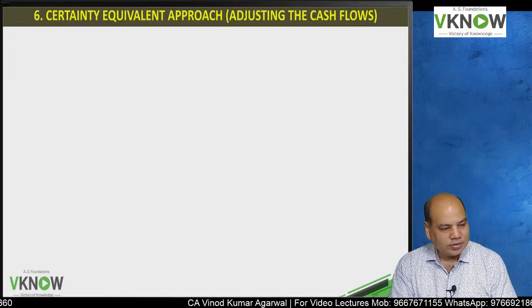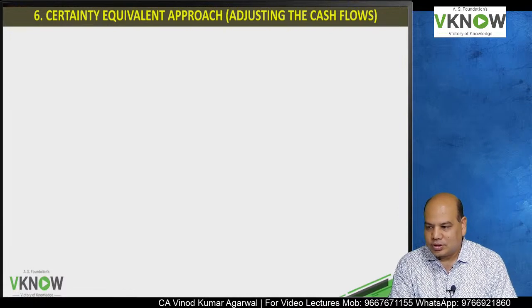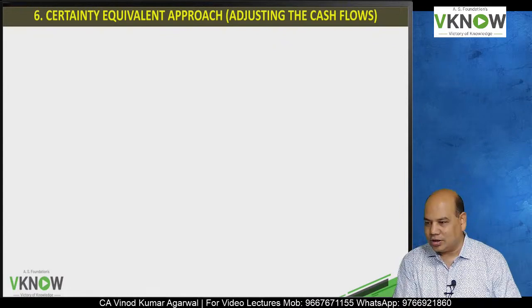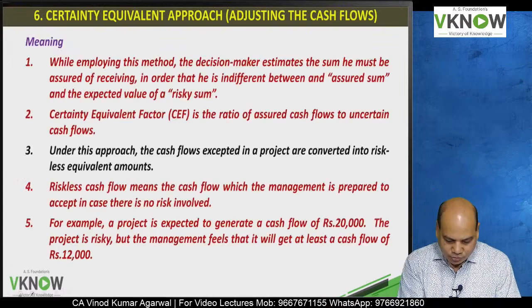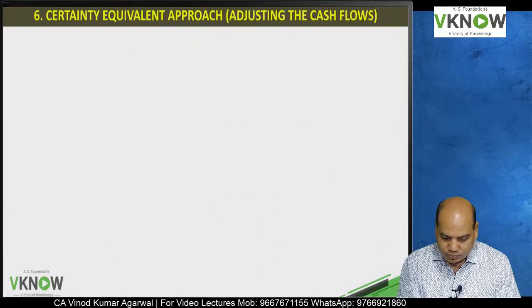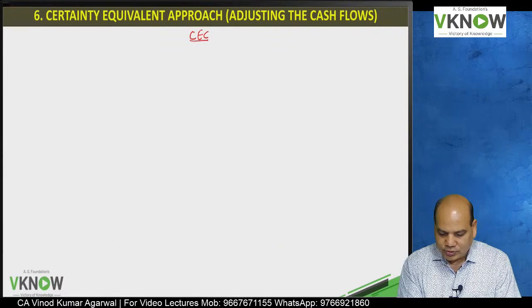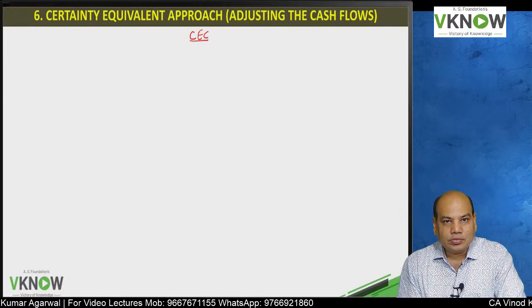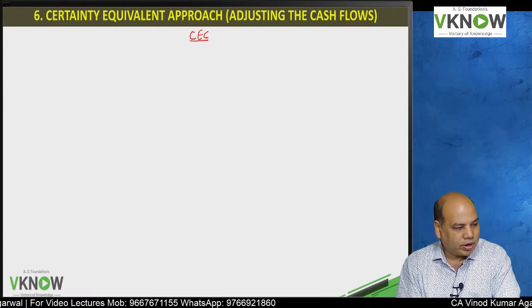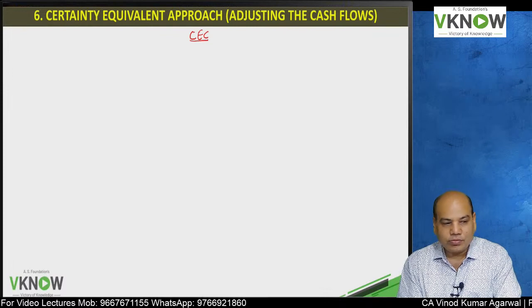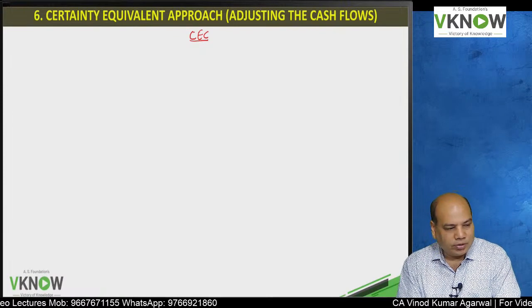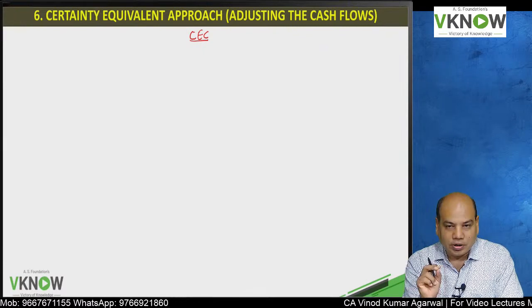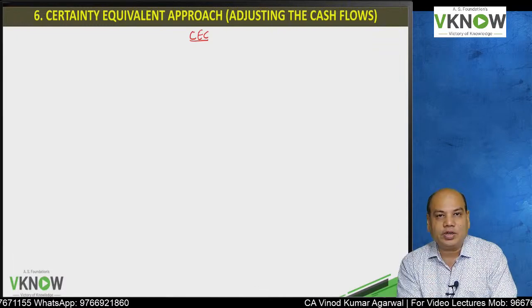We are now going to start a new concept called Certainty Equivalent Approach, CEC, in short. CEC, Certainty Equivalent Coefficient. Under this approach, instead of adjusting the discount rate, we are going to adjust the cash flows. We will convert risky cash flow into its equivalent risk-free cash flow.